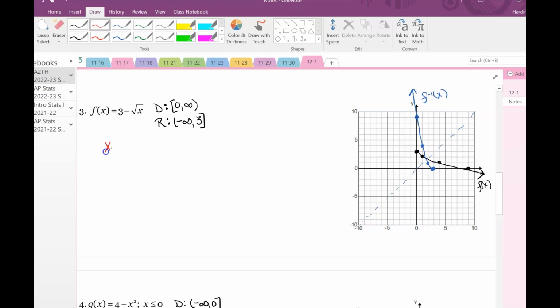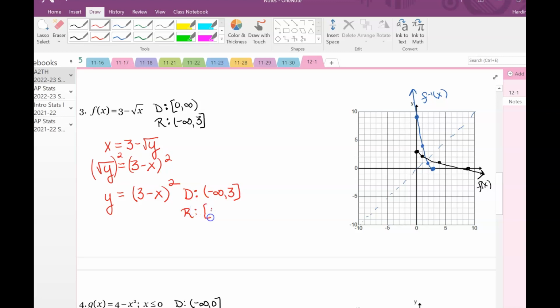So flip-flop x and y. This is x equals 3 minus the square root of y. I'm going to add the square root of y to the left, subtract the x to the right. So we're looking at this. And now to get y by itself, you have to square both sides of the equation. So this is going to be y equals (3 minus x) squared. And the domain and the range for this are just going to be the domain and range flip-flopped from the original. So the domain is going to be negative infinity to 3. The range is going to be 0 to infinity.